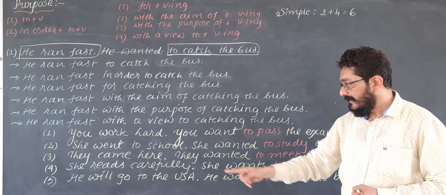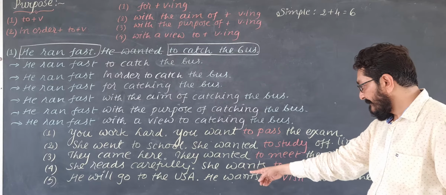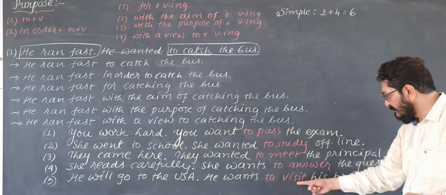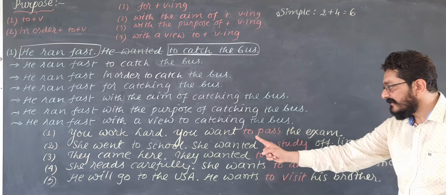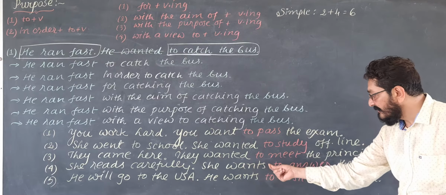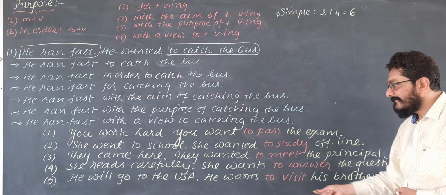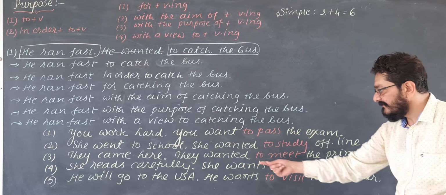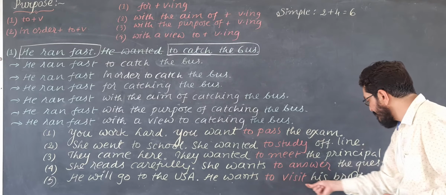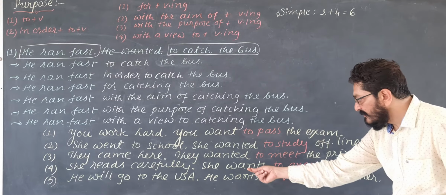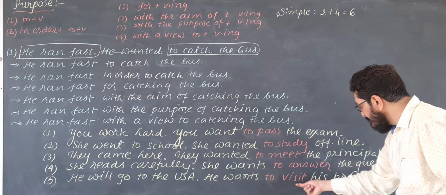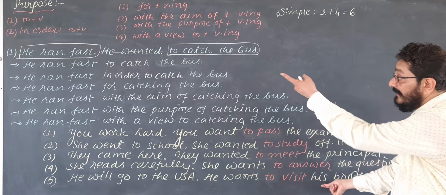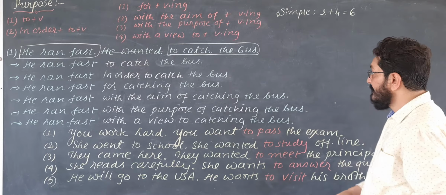Last one. He will go to the USA. He wants to visit his brother. He will go to the USA to visit his brother. He will go to the USA in order to visit his brother. He will go to the USA for visiting his brother. He will go to the USA with the aim of visiting his brother. He will go to the USA with the purpose of visiting his brother. He will go to the USA, last one, with a view to visiting his brother.